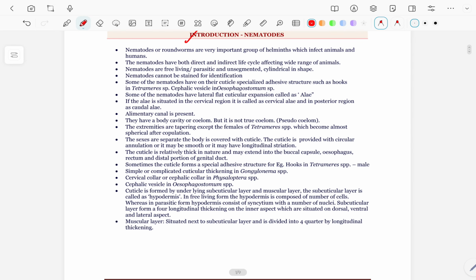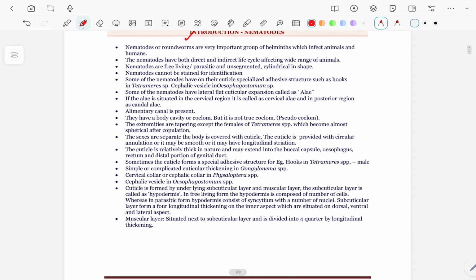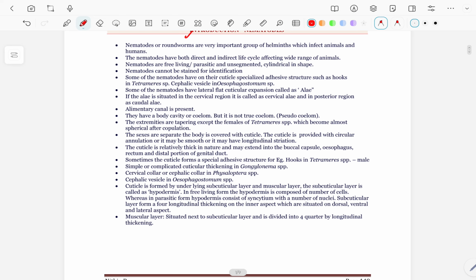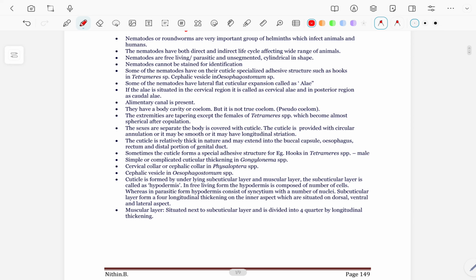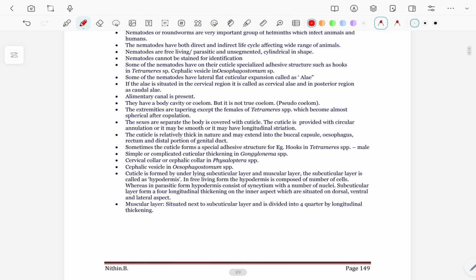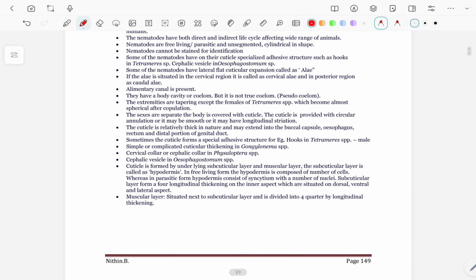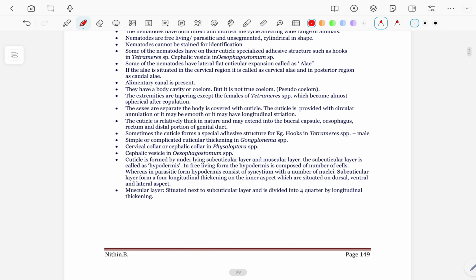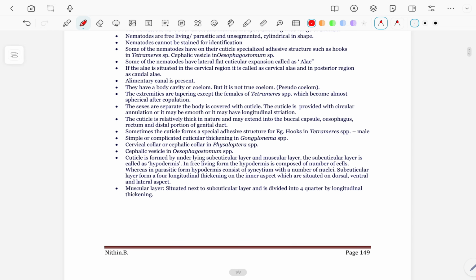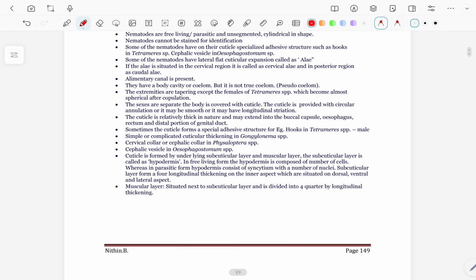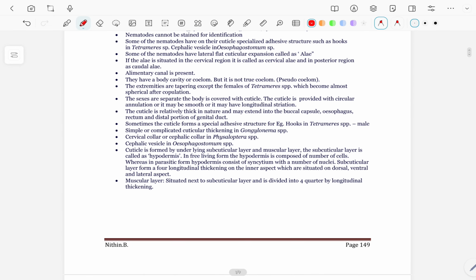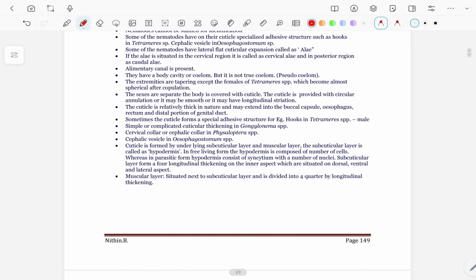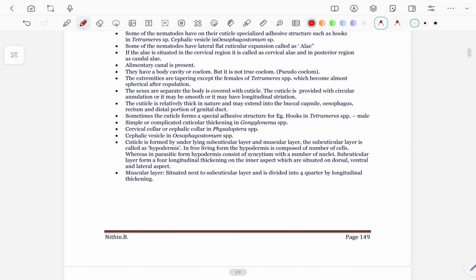Some of the nematodes have specialized adhesive structures on their cuticle, such as hooks in Tetrameres species, cephalic vesicle in Oesophagostomum species. Some of the nematodes have lateral flat circular expansions called alae. If the ala is situated in the cervical region, it is called cervical ala, and in the posterior region, caudal ala. Alimentary canal is present. They have a body cavity, but it is not a true coelom; it is a pseudocoelom.